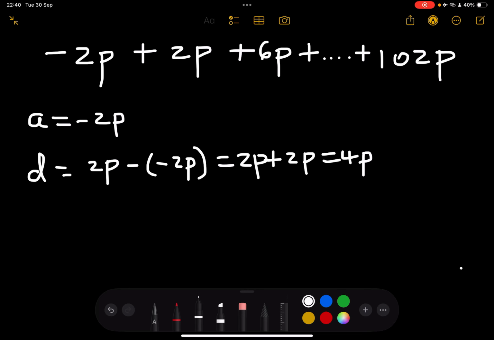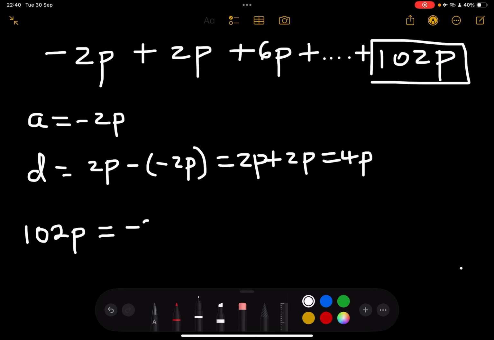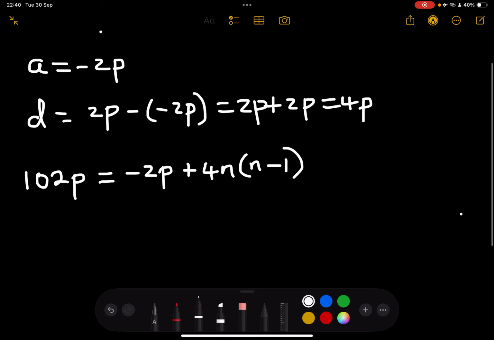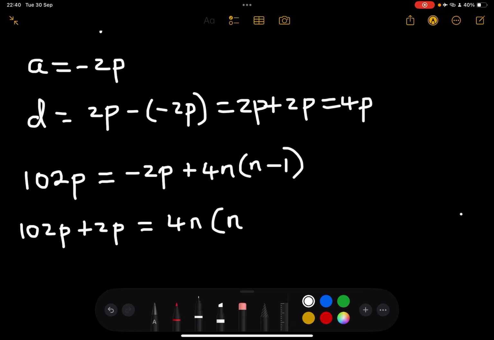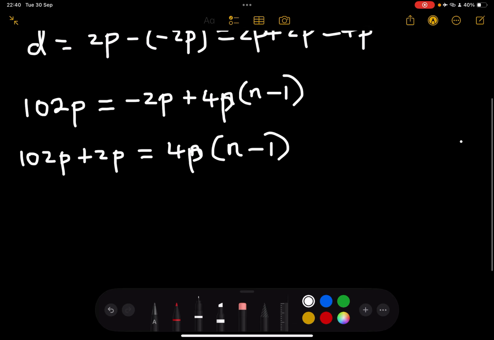Then to get the number of terms, remember we use Tn and substitute that last position. So we're going to say 102p is equal to the first term, which is negative 2p, plus the difference, 4p, times n minus 1. Then we have 102p plus 2p equals 4p into n minus 1.